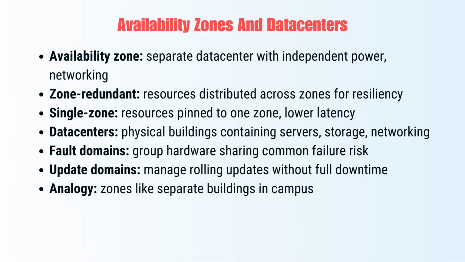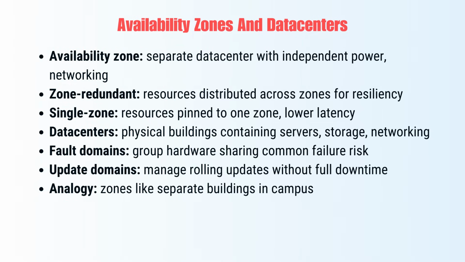On this slide, we'll talk about availability zones and data centers and how they support resilience within a single region. A data center is the physical facility that houses servers, storage, and networking equipment. A single Azure region can contain multiple data centers. Availability zones are unique physical locations within a region, each made up of one or more data centers with independent power, cooling, and networking. The important idea is fault isolation. A problem in one zone, like a power issue, should not take down the others.